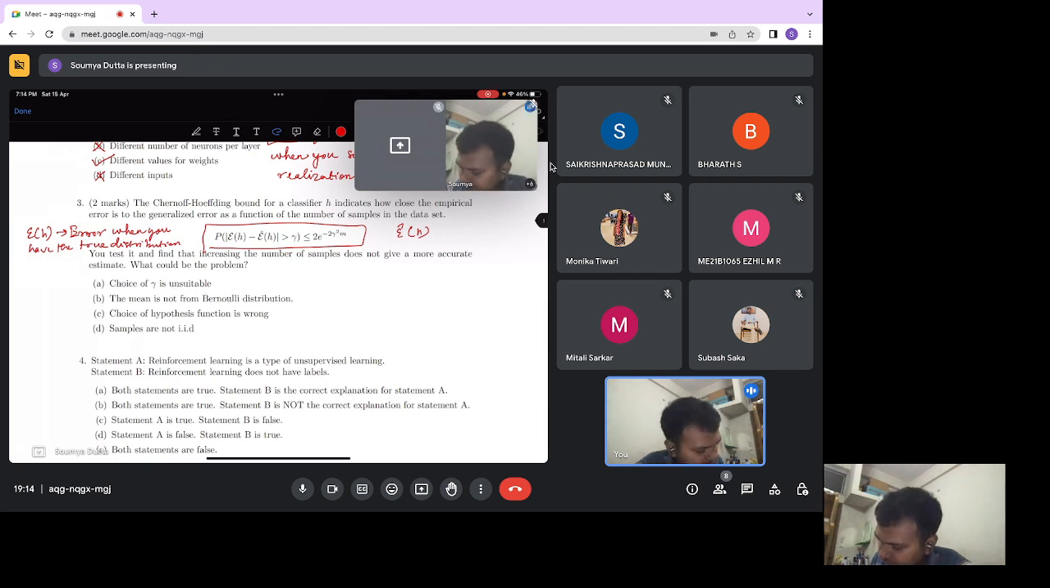So ε(h) is the actual error that you would have got if you had taken the actual distribution, and ε̂(h) is the error on the sampled distribution that you have taken. Therefore, for ε(h) minus ε̂(h), you are always keen to find out how close the error that you are seeing in your training data is to the actual error. The probability of them differing on either side by a value of gamma has an upper bound of 2 e to the power minus 2 gamma square m, where m is the number of samples.